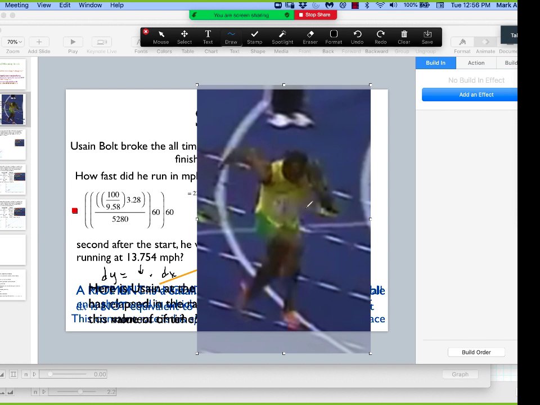For instance, for the small enough time represented by this blur, we can assume that for that little amount of time, his change in distance will be 13.754 times as much as that change in time: dy equals m dx. Now, what if I set a dx of 2 seconds? Does this work?